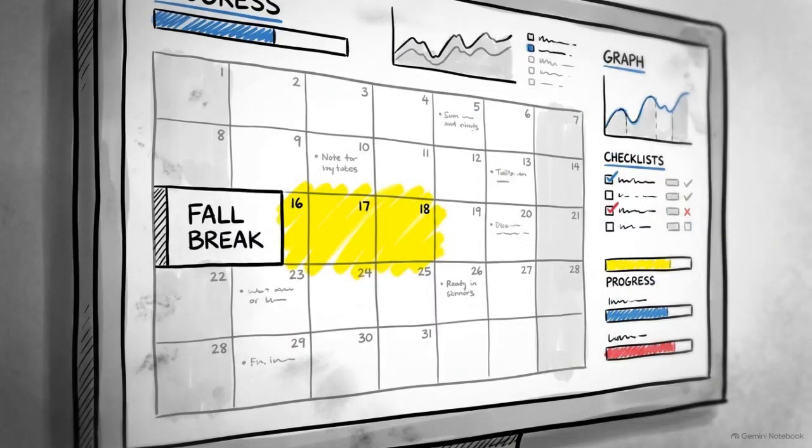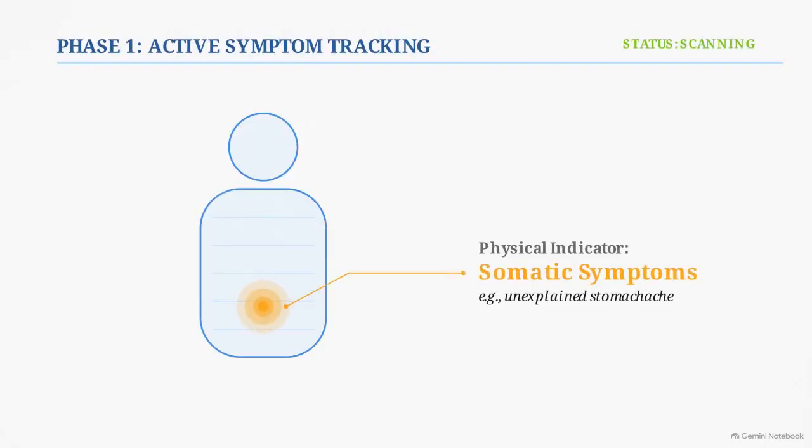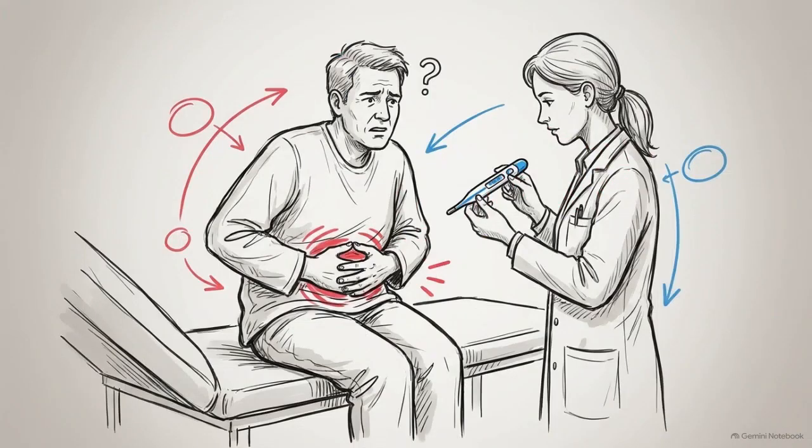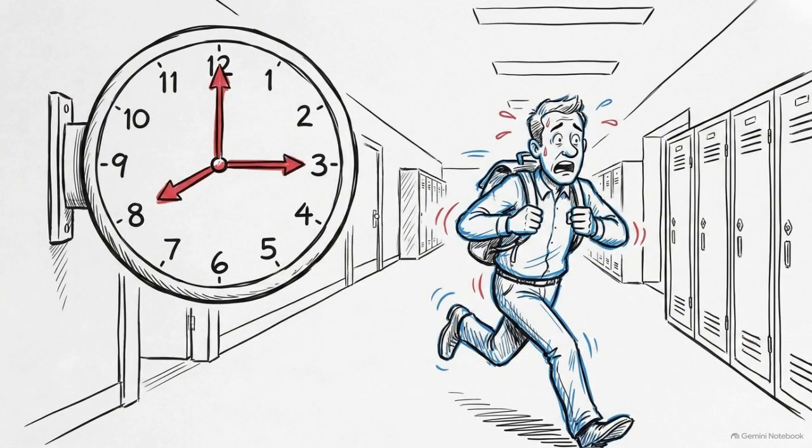This dashboard highlights the critical window, days 1, 2, and 3 after a break. We start by looking for physical indicators. Watch for an uptick in somatic symptoms, specifically students visiting the clinic for sudden stomach aches with no clear medical cause. Next, track the behavioral indicators.